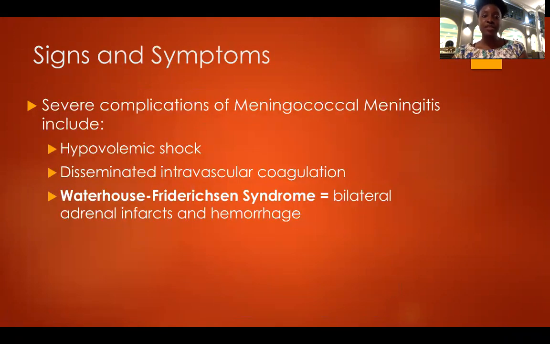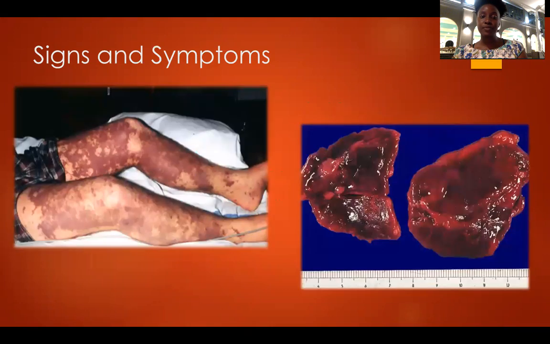Severe complications of meningococcal meningitis include hypovolemic shock, DIC, or disseminated intravascular coagulation, and the classical Waterhouse-Friderichsen syndrome, which is an infarction and hemorrhage of the bilateral adrenal glands. You can see a picture of the classical skin rash and the Waterhouse-Friderichsen syndrome, which is a hemorrhage of both adrenal glands.